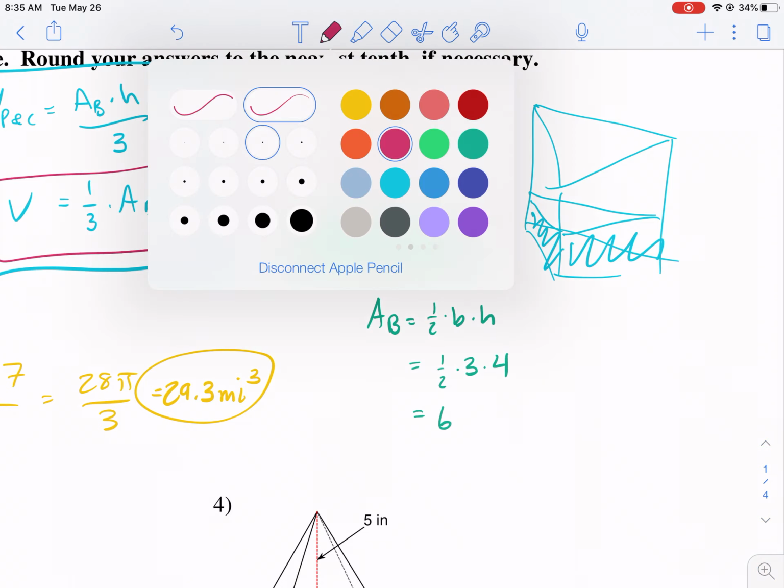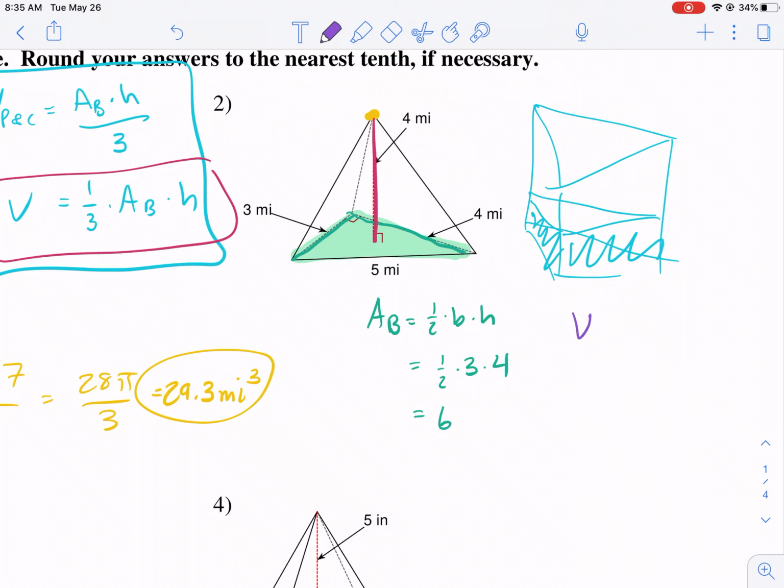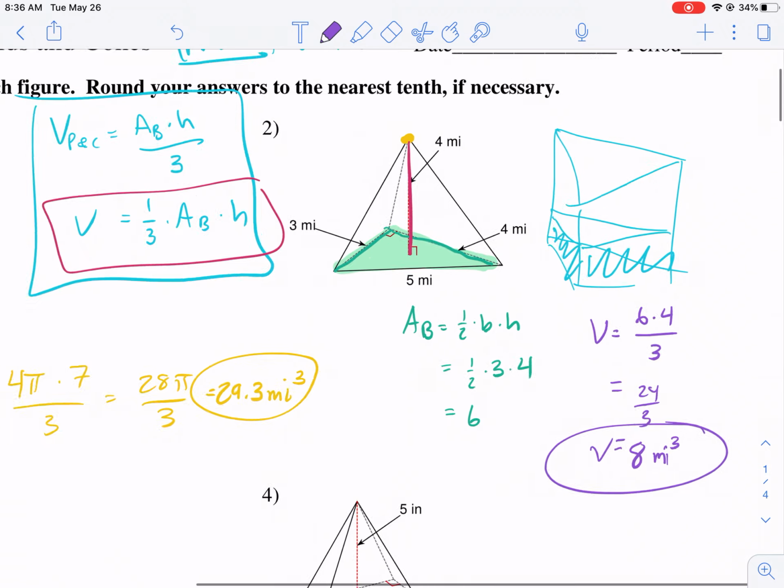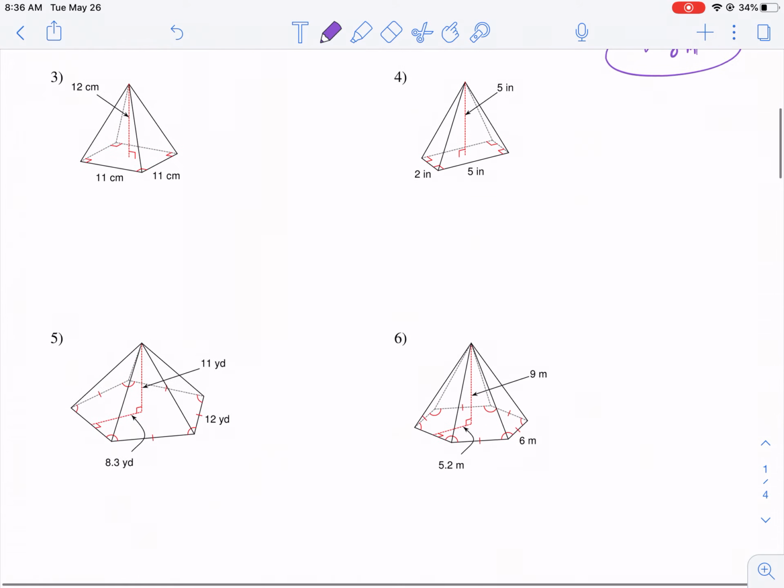Our volume is going to be equal to our area of the base, which is 6, times our height, which is 4, and we're going to divide that by 3. So we get 24 divided by 3. We get 8 miles cubed. So that is going to be our volume for number 2. Let's see if we can find a tougher one.